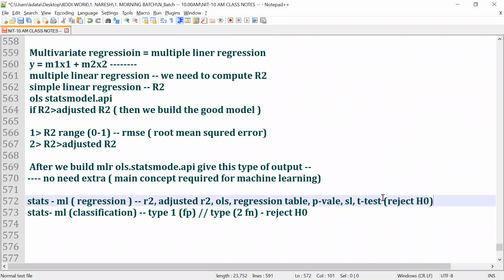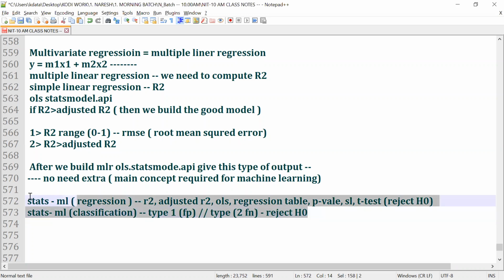Crystal clear, guys? What exactly are the connections between statistics, machine learning regressions, and machine learning classifications? These connections are very, very important, guys, and I'll show you practically how to work with all of these things. In ML we use stats, but not every time. I will show you practically.